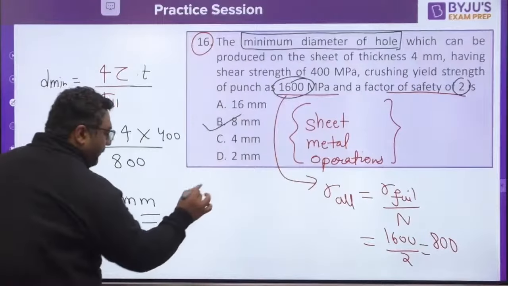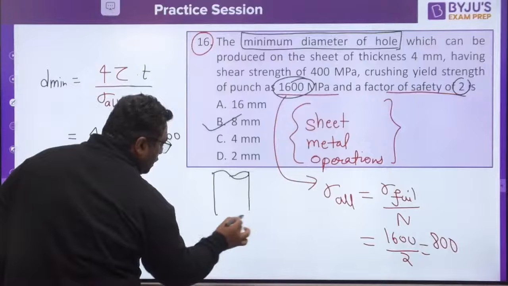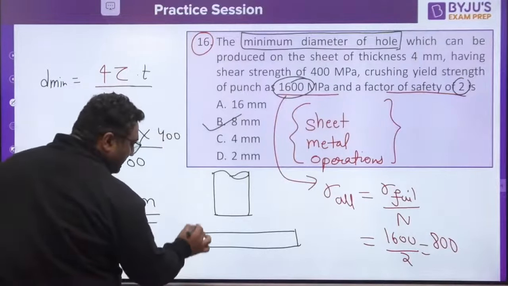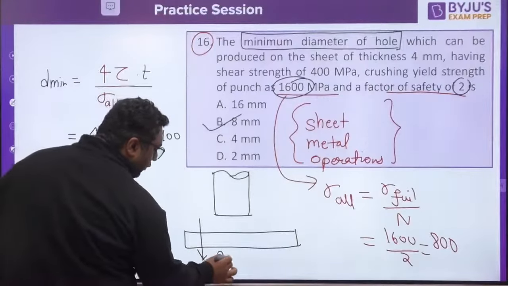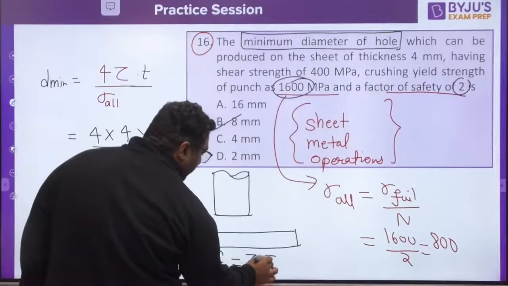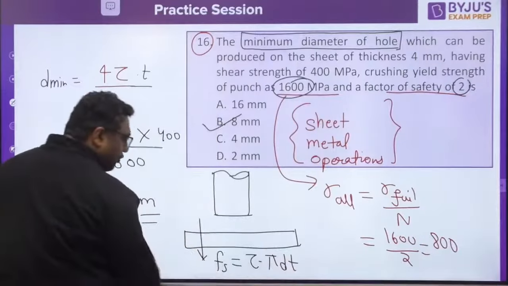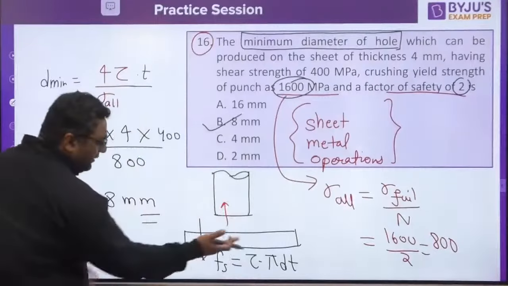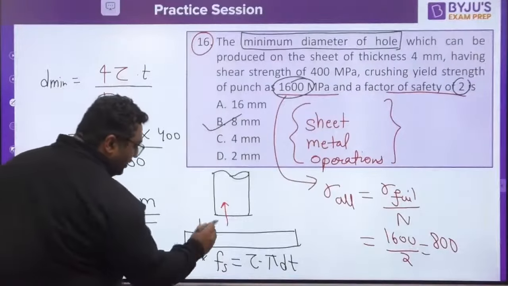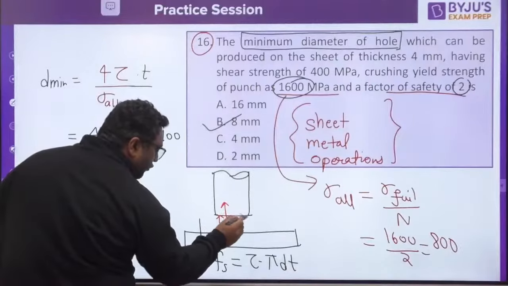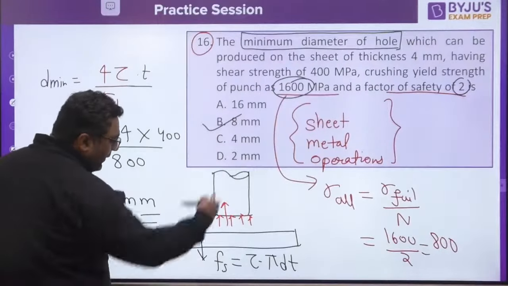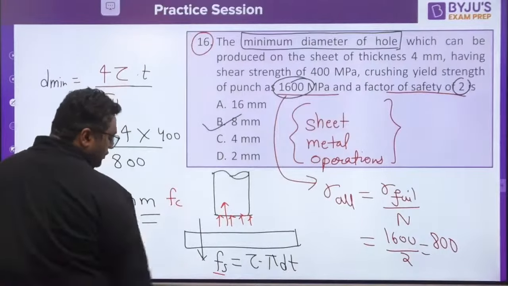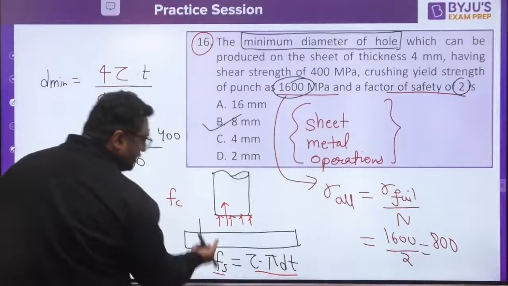This is actually what happens when you are talking about the punch. When the punch is going to fail the sheet, the punch applies some force onto the sheet, that you already know, the shear force is tau into pi dt. And the same force as a reaction, the sheet would be applying onto the punch. So the sheet will also try to fail the punch. The punch was applying it in the form of shear force, but the sheet is applying it in the form of compressive force. So the magnitude is the same, the direction is opposite.